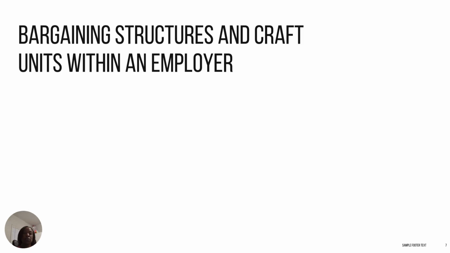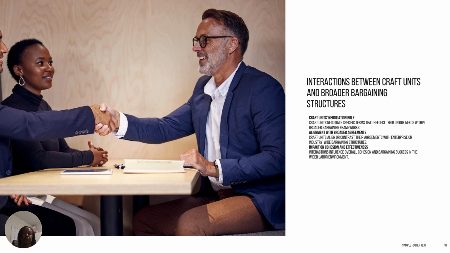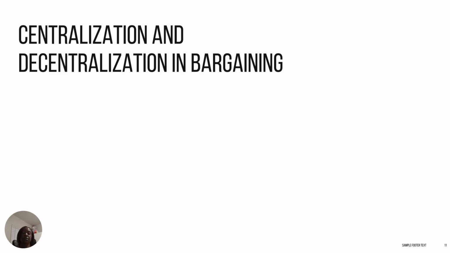Bargaining structures and craft units within an employer. This section explores the forms of bargaining structures and the role of craft units within employers. Understanding these provides insight into how negotiations are organized and concluded. Interactions between craft units and broader bargaining structures: craft units interact with broader structures by negotiating specific terms while aligning or contrasting with enterprise or industry-wide agreements, affecting cohesion and bargaining effectiveness.